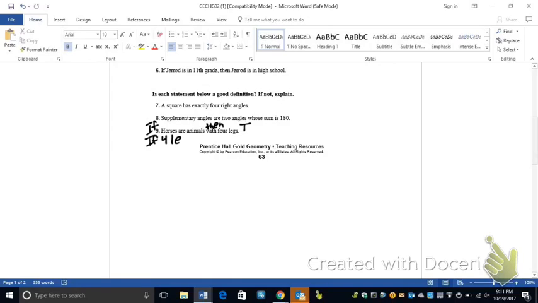But now we're going to switch around and say, if an animal has 4 legs, then it is a horse. And that is absolutely false. Dog, cat, pig, whatever.